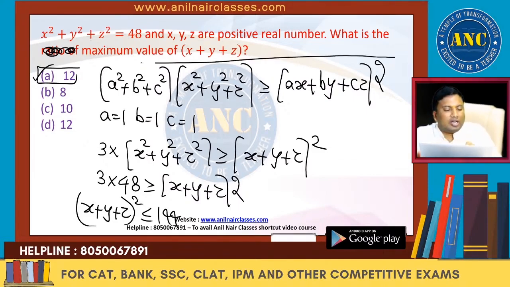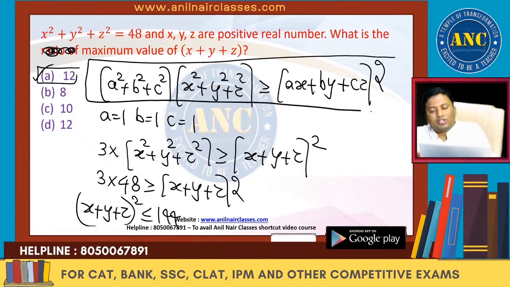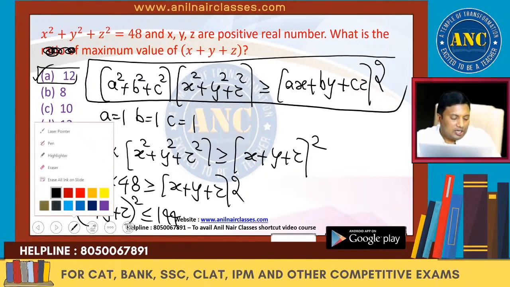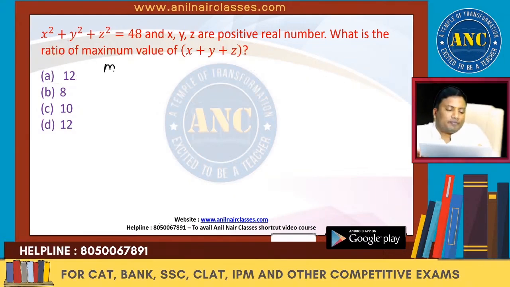Idea is to introduce you to the Cauchy-Schwarz inequality. A square plus b square plus c square into x square plus y square plus z square is always greater than or equivalent to ax plus by plus cz whole square. Keep a equivalent to 1, b equivalent to 1 and c equivalent to 1. Method 3. Let us see what is method 3.